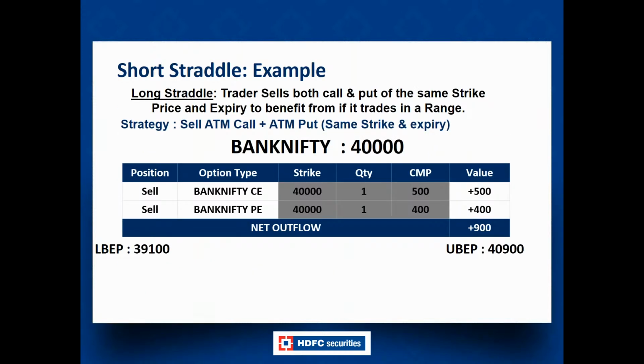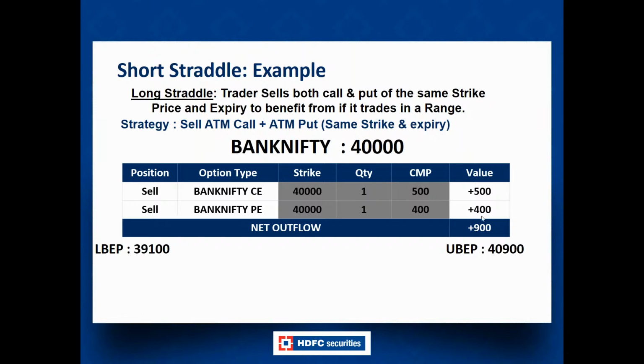So here I have a view. I've taken an example of Bank Nifty. I have a view that Bank Nifty will show a range bound movement. So what I do is I sell a Bank Nifty call option and put option of the same strike price and the same expiry. Suppose Bank Nifty is at 40,000 levels.